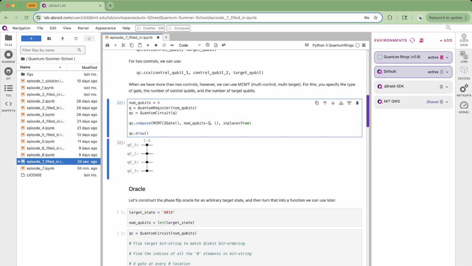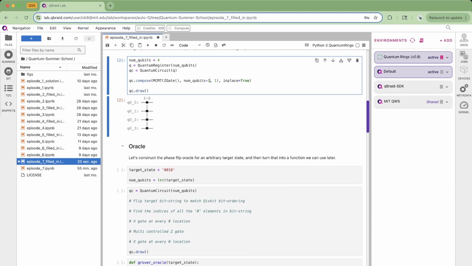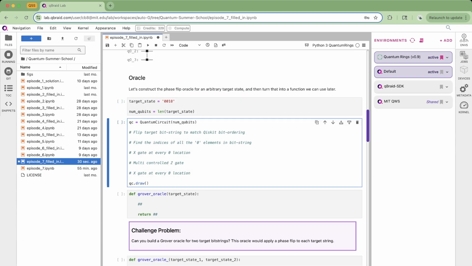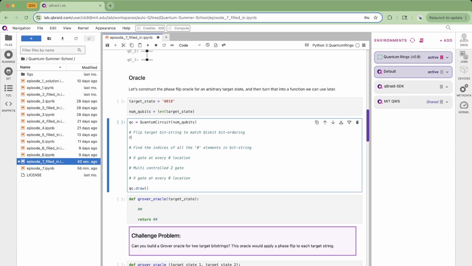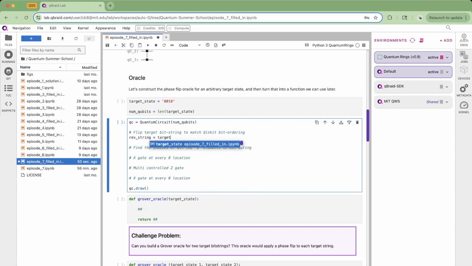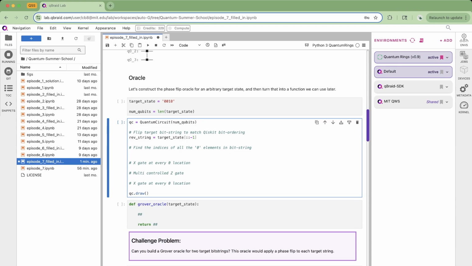So now let's practice constructing the phase flip oracle for an arbitrary target state. So let's say our target state is 0, 0, 1, 0. The number of qubits is going to be the length of the target state. And then let's walk through the steps here. So first, we want to flip the bit string to match the Qiskit bit ordering. So this is going to be our target state, but we want to do it in reverse. Then we want to find the indices of everywhere where there's a 0 in our bit string.